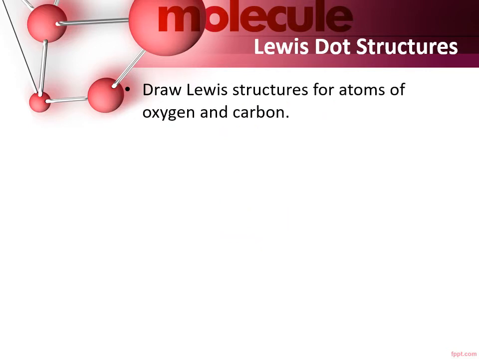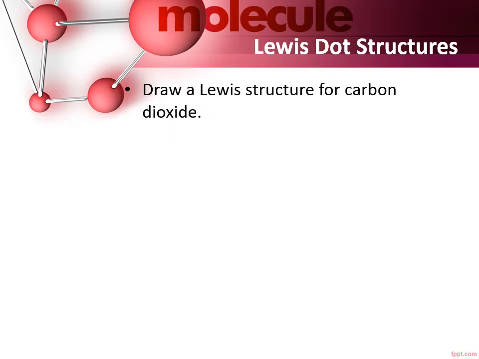If I were to draw the Lewis structures for oxygen, oxygen has 1, 2, 3, 4, 5, 6 valence electrons, 8 electrons total, but only 6 valence electrons. Carbon has 4 valence electrons, and so for carbon, I'm going to show 1, 2, 3, 4. 6 on oxygen, 4 on carbon. Why I care about these Lewis structures is because now I can show how electrons are being shared. So carbon dioxide is CO2.